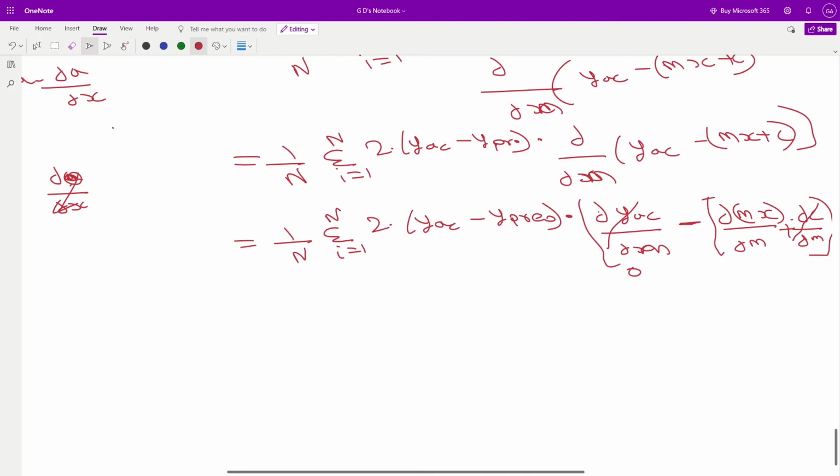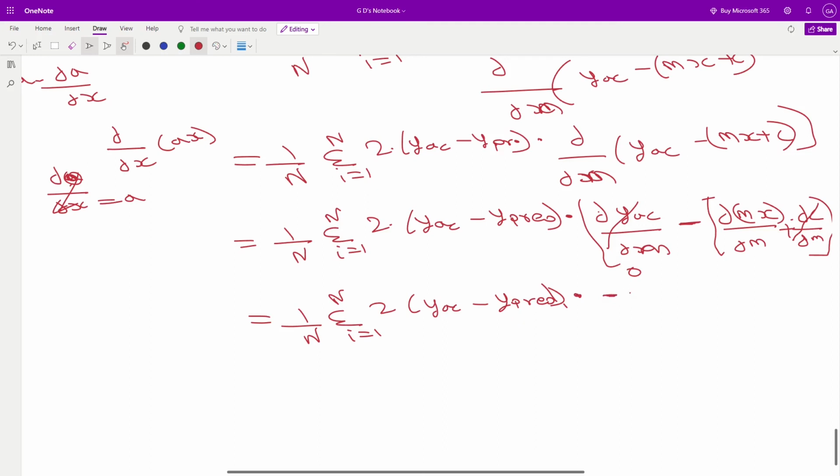And we clearly know, if you just look at this general equation, if you say dou ax of a, it becomes a. This is a general rule. So if I write like this, the final equation will be 1 by n into summation of i is equal to 1 to n, 2 into (y actual minus y pred) into minus of xi, where i indicates y actual i minus y pred i.